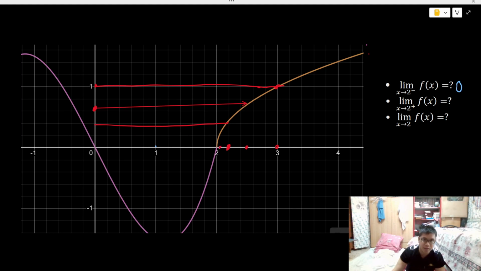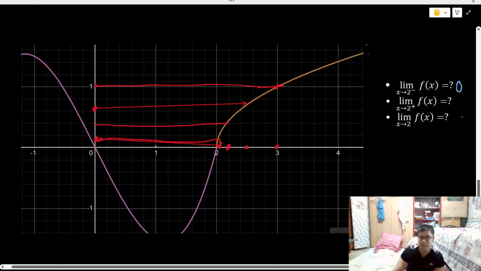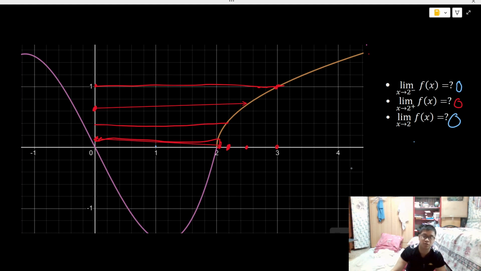But if we let x get closer to 2, so let's just say it's here and it's here, it's actually closer to 0. Right? So that means as our x values approach 2 from the right, it also approaches 0. So what would be our answer here? The limit of f of x as x approaches 2 is 0, because both sides approach 0.